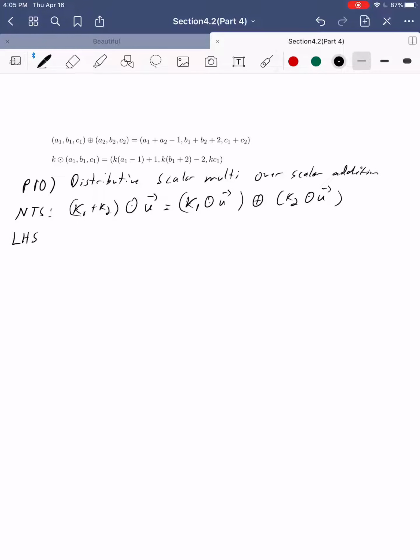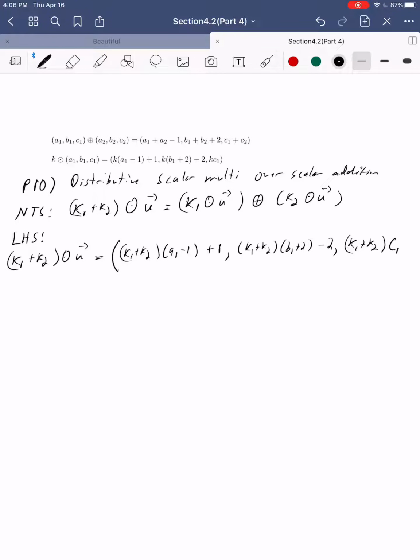So left-hand side, again, K1 plus K2, scalar multiplied with U. So we're going to be using this definition, but with the K being K1 plus K2. So it looks like we should get K1 plus K2, A1 minus 1 plus 1, then K1 plus K2, B1 plus 2 minus 2, and then K1 plus K2, C1. Okay. Now again, we might need to simplify these, so we'll give ourselves a little bit of space. We'll move down here to do the right-hand side.